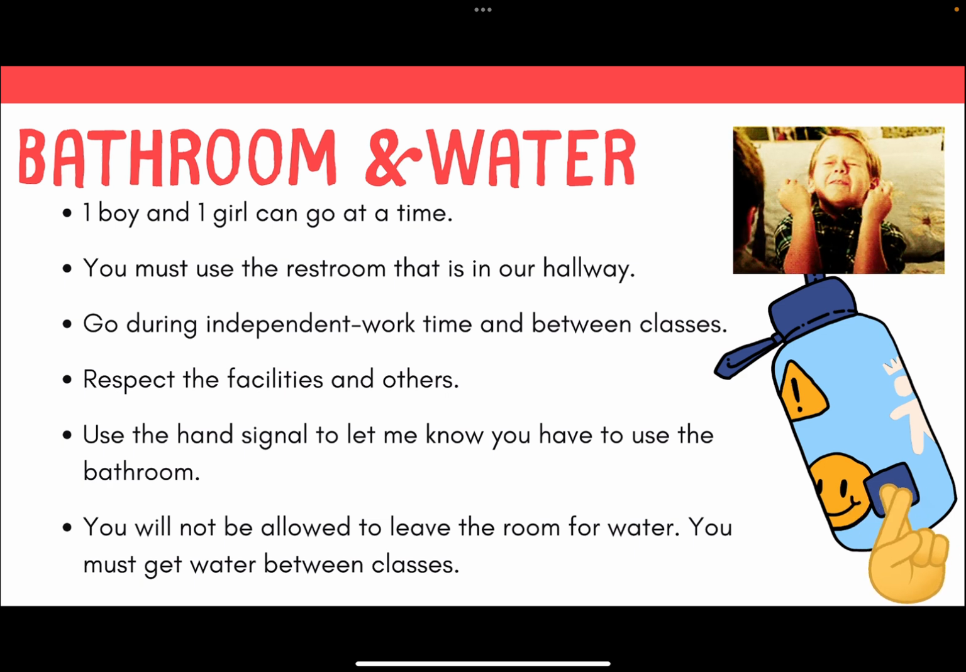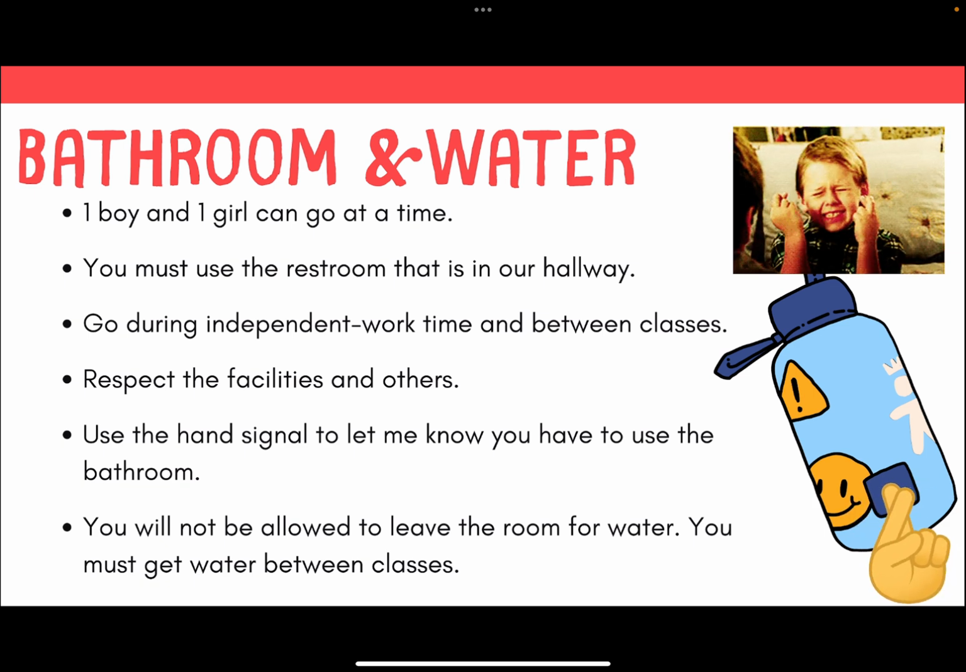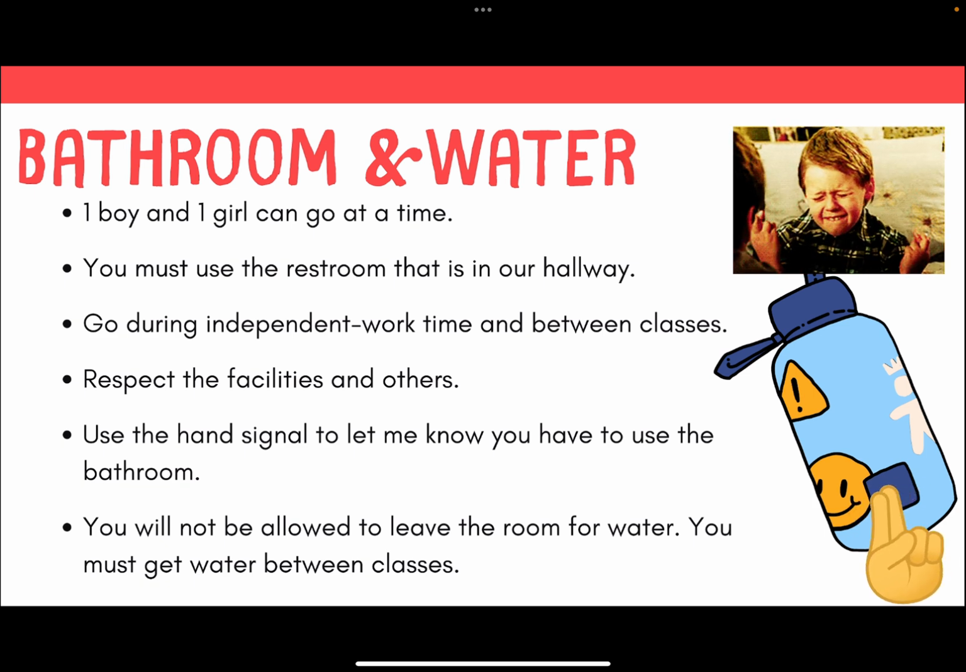You will not be allowed to leave the room for water. Water is not an emergency. You will not be able to leave the room for water. You have to go between classes. That is a Mr. Griffin rule. So we follow it.